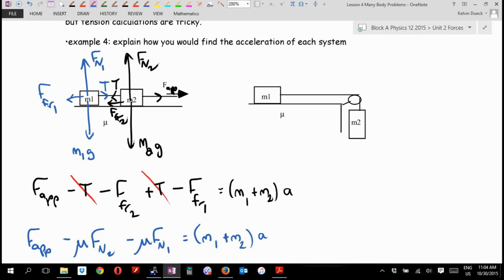How would I get the A by itself? Like I said, Isaac, I can't say this is tougher as much as it's longer. It would be very similar over here, except is there going to be any friction on M2? No.